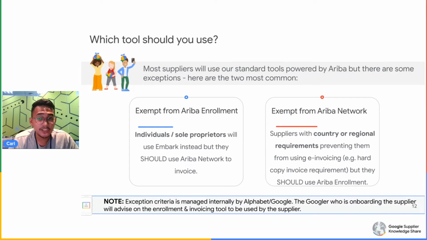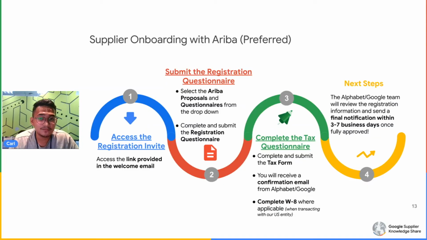So even though you're enrolled using Embark, you'll need to submit your invoice through the Ariba network. And those suppliers with country or regional requirements that prevent them from using e-invoicing still need to use Ariba enrollment as long as they're not part of the exemption process. Next slide, please. So this is the key step process in enrolling a supplier in Ariba. To initiate the enrollment process in Ariba, your Google point of contact will send us a supplier request form requesting you to enroll in our system.